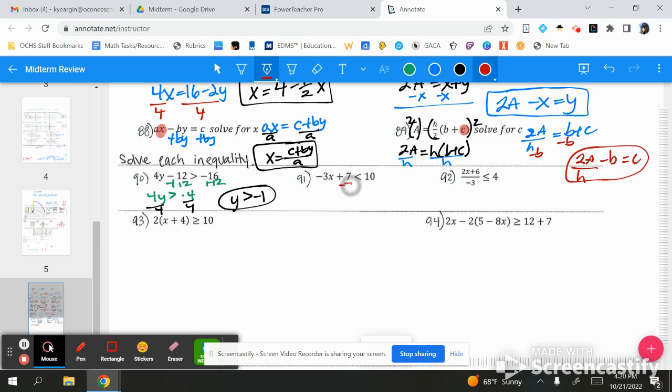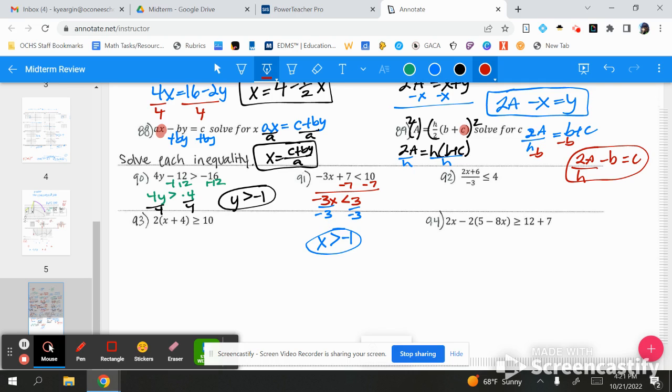For 91, I'm going to subtract 7 from each side. I have negative 3x is less than 3. I'm going to divide by a negative 3. Anytime that I divide by a negative, my sign must flip. So I go from a less than sign to a greater than. So x will be greater than negative 1.